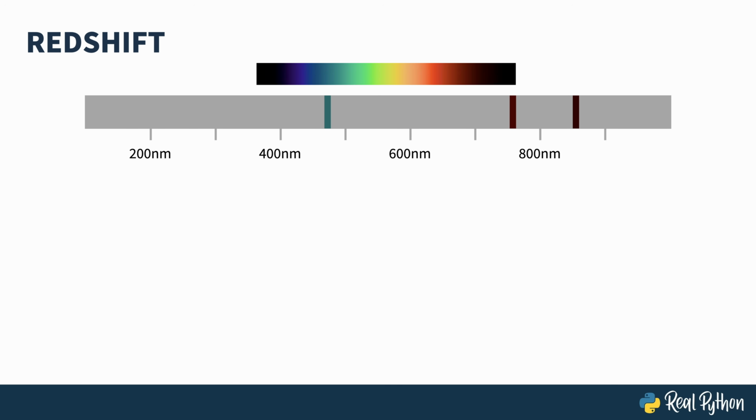Here on the screen, I'm showing the emissions of a quasar as they are observed on Earth. There's a line at 490 nanometers, another at 760 nanometers, and one more at 850 nanometers. For reference, that little rainbow on top is the visual spectrum, so the 850 nanometer line isn't something you'd be able to see with your own eyes. Modern telescopes can observe outside the visual spectrum as well, though.